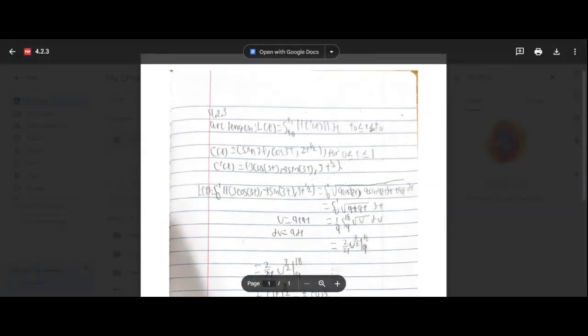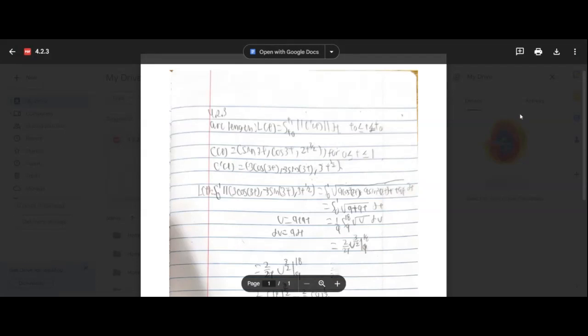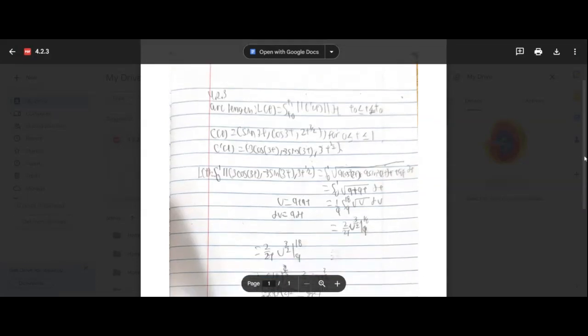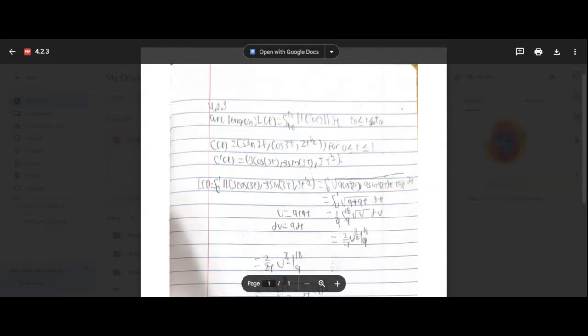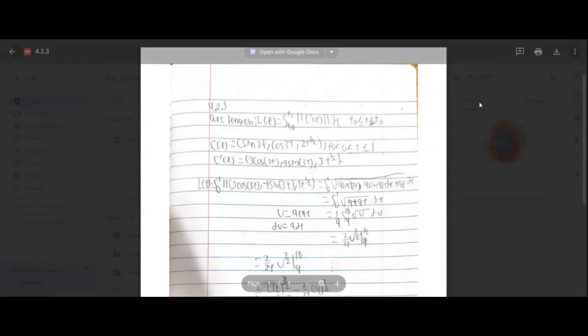Okay, so for 4.2.3, it asks us to find the arc length, and basically the arc length is defined as the integral from t0 to t1 of the magnitude of the derivative of c of t. Our c of t for this question would be sine 3t, cosine 3t, and 2t to the 3 halves, where t is between 0 and 1.